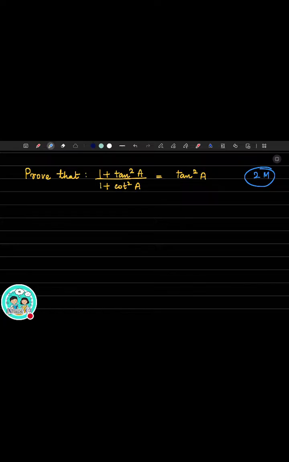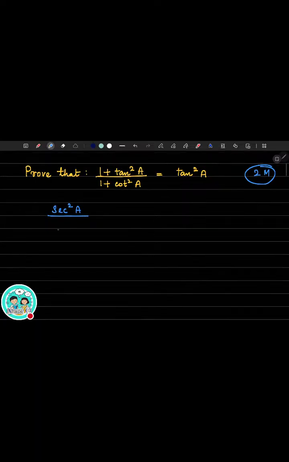What is 1 plus tan square theta? What is the identity? It is secant square theta. 1 plus cot square A is nothing but cosecant square A. So this is an identity to remember, right? 1 plus tan square equals secant square, 1 plus cot square equals cosecant square. Now, what is secant square? 1 by cos square A, whole divided by what is cosecant square? 1 by sin square A.